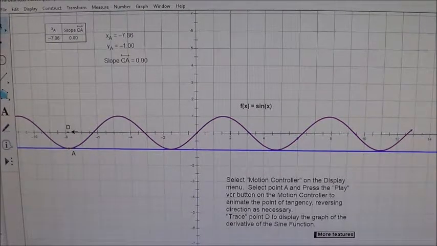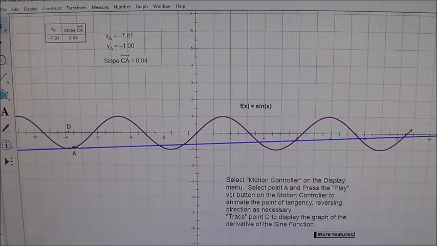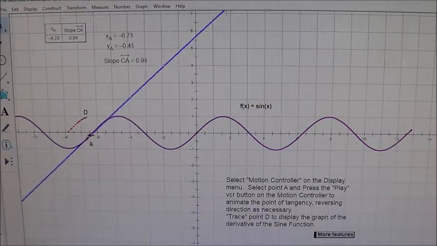Remember that this point D is the value of the gradient of the tangent line at point A, which is the gradient of this curve at any point along the curve. And so it is the derivative function, the gradient function, because it's the slope of the tangent, the gradient of the tangent, which is the gradient of this curve. Okay, so as I start dragging this, watch what happens to point D.